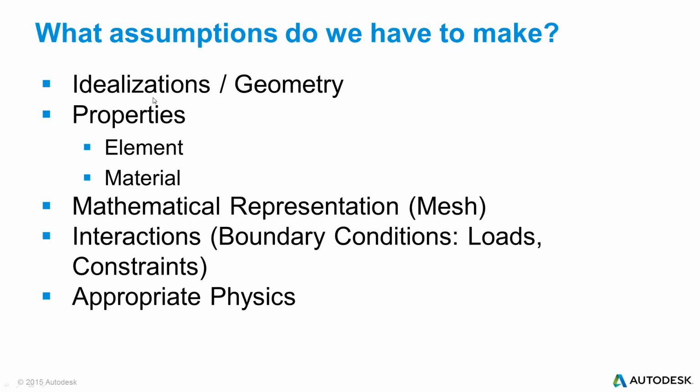For instance, I may be representing it as shells when it's really a solid. I mean, everything is a solid piece, but I may be representing it as shells. That may be a really good idealization, or it may not. My geometry may include bolt holes. It may include threads on bolt holes. It may include chamfers or fillets that either are or aren't in the real product. So at some point we're idealizing. We're saying they don't matter or they do matter.